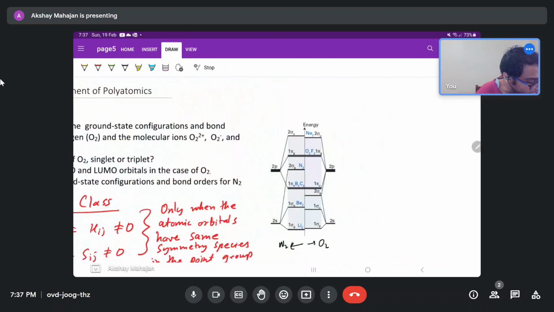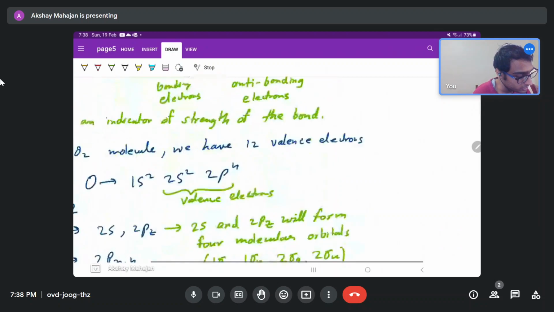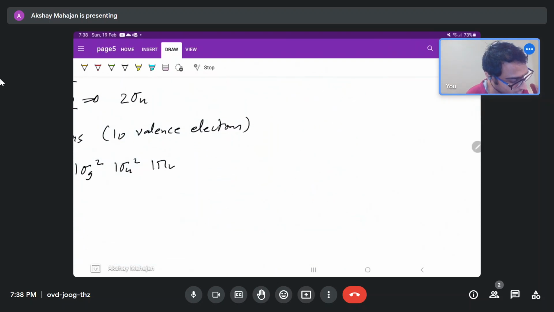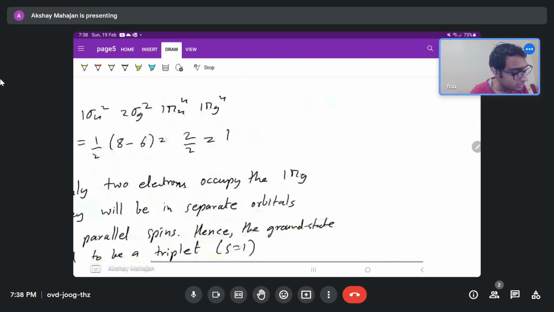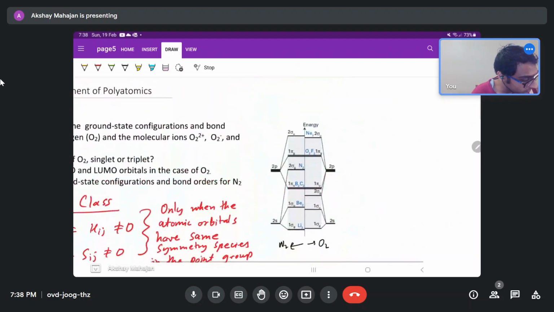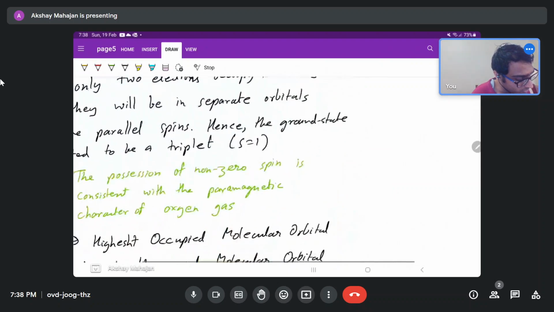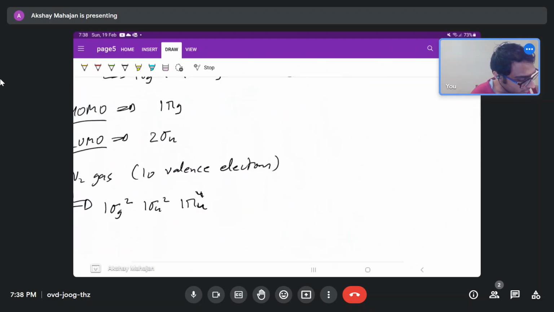Then the next in the energy level is 1 pi u, as you can see here. So in 1 pi u we will add 4 electrons. Then in 2 sigma g we can put 2 more electrons, and that will cover all the 10 valence electrons.